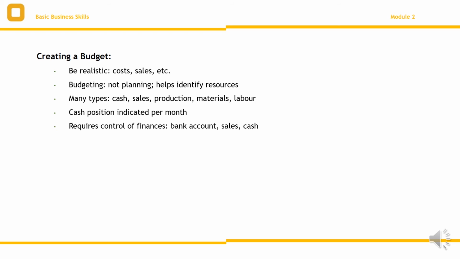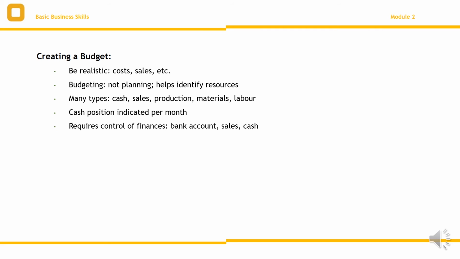When it comes to budgeting, budgeting assists you to be able to identify resources that the business has at its disposal, so resources that you currently have. Budgeting also assists you to identify resources that you don't have, that you may need to acquire in order to achieve your goals. There are many different types of budgets. There's cash budgets, there's sales budgets, there's production budgets, there's budgets on material, there's also labor budgets. So you can prepare different types of budgets for your business.